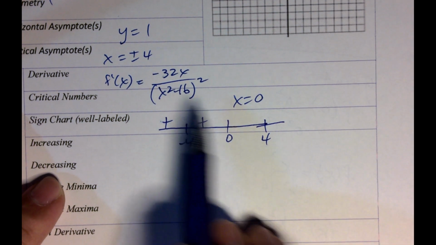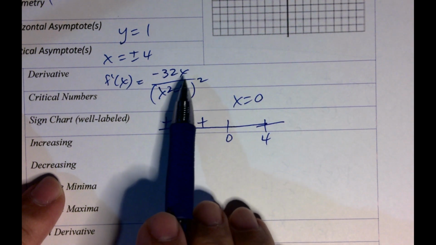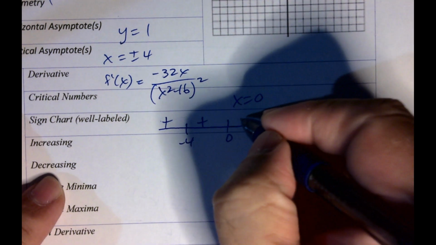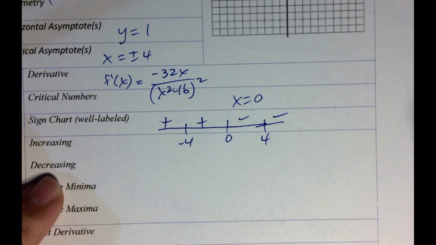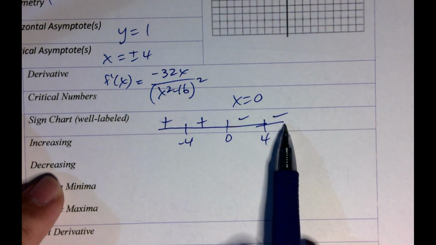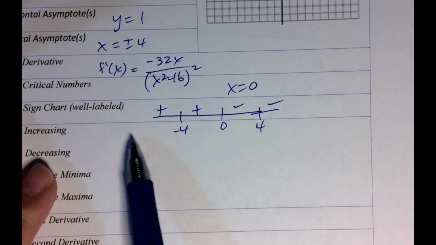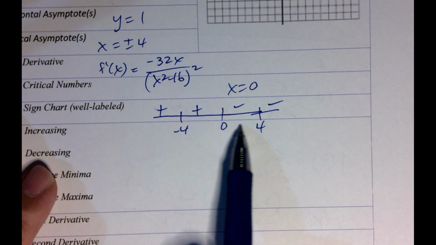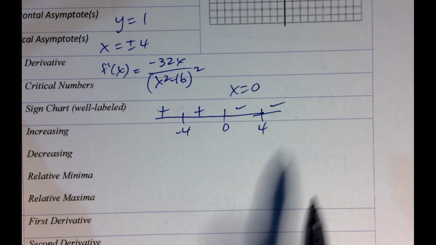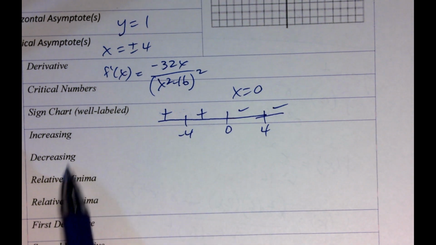So the sign of this derivative only comes from the numerator. If I plug in a positive number, it's going to be negative, right? Like 1 times negative 32 is negative. So it's negative on this side, and you'll see that it's negative. Go ahead and test it yourself. So this is one of those crazy ones where it doesn't alternate, so be careful with that.